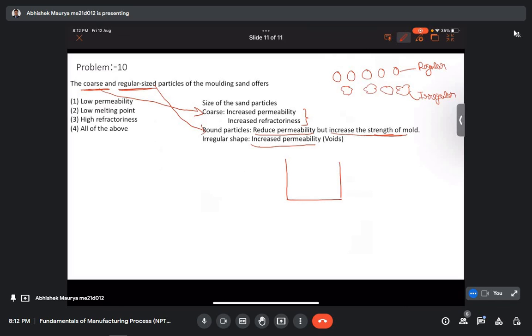Quickly I will try to show. Suppose we have regular size particles, then they will be very closely packed, and very less gap will be there. If we see, the gaps are very small, and therefore the permeability will be less.